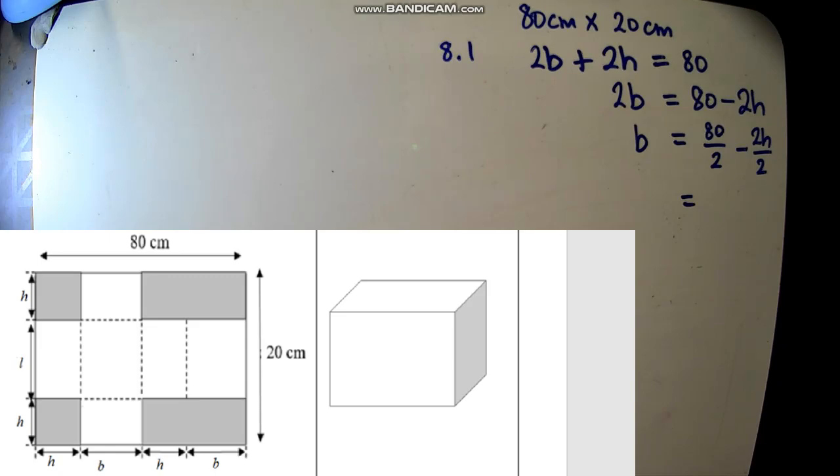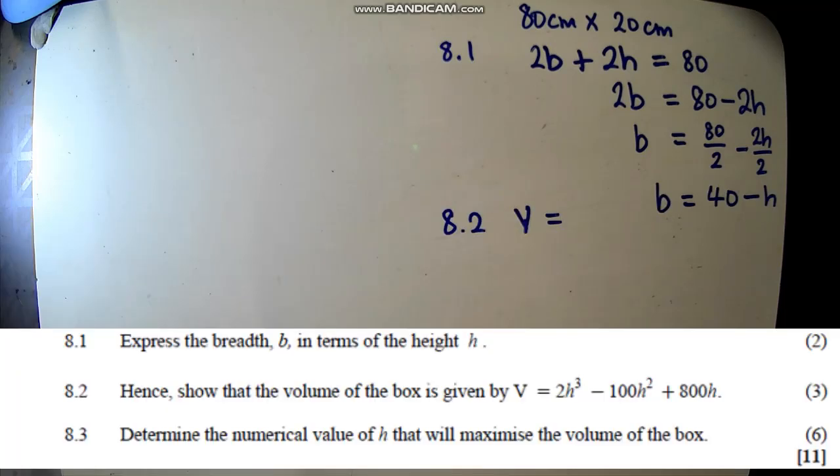And then simplifying that, 80 divided by 2 is 40 minus h. 8.2, it says show that the volume of the box is given by V is equal to 2h cubed minus 100h squared plus 800h. 3 marks. So first starts off with what is the volume that you know. A formula for volume of any rectangular or box shape, right? It's going to be 3 dimensions, so length times breadth times height.